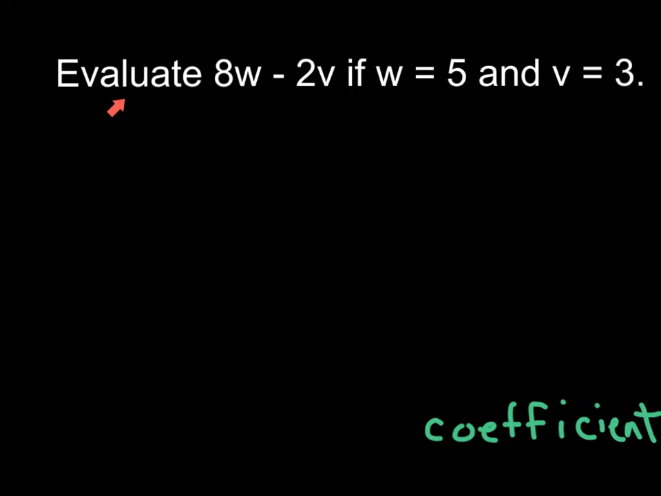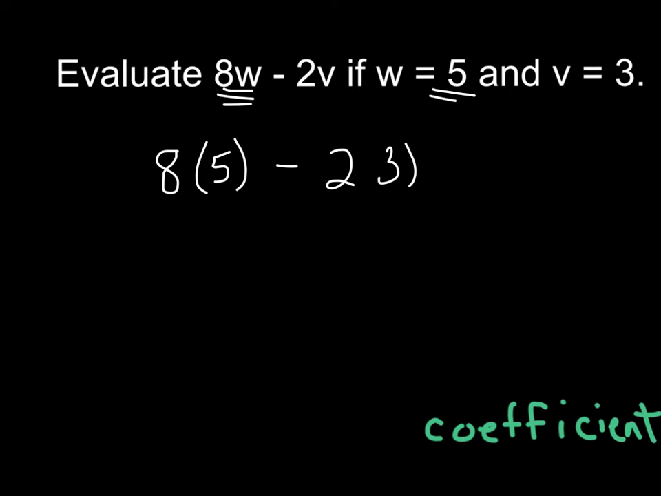Alright, today we're going to be asked to evaluate this problem, and then we're given some criteria. We know that w is going to equal 5 and v is going to equal 3. Now algebra is sometimes like a puzzle where you have to fit certain pieces in. So in this case I'm going to rewrite my problem. So I have 8, and I'm going to times that by w. And I see w equals 5, so I'll put that in here. I can write it like this. I could put 8 times 5 minus 2 times v, which is 3. Remember, if I don't put a sign between numbers, that means I times them.